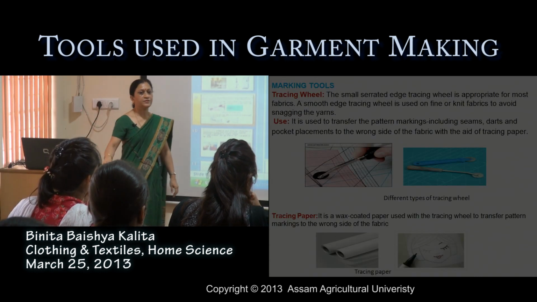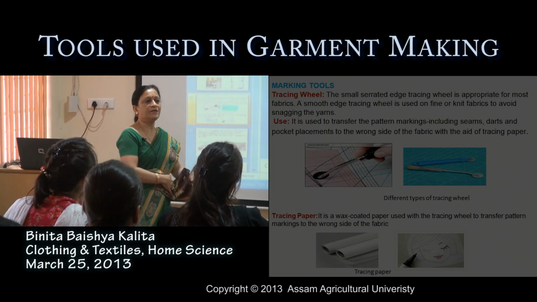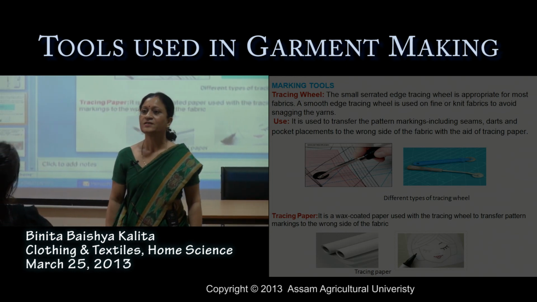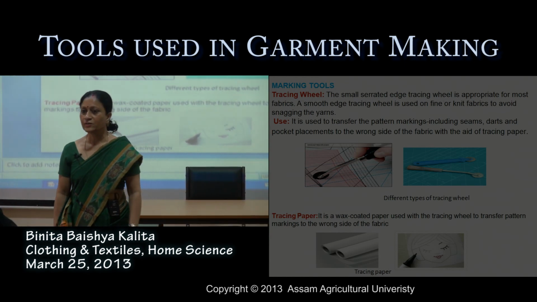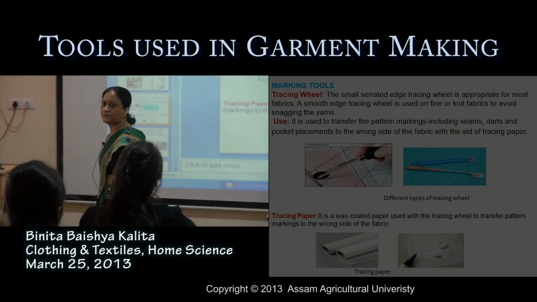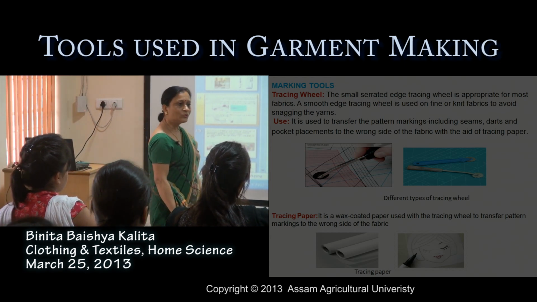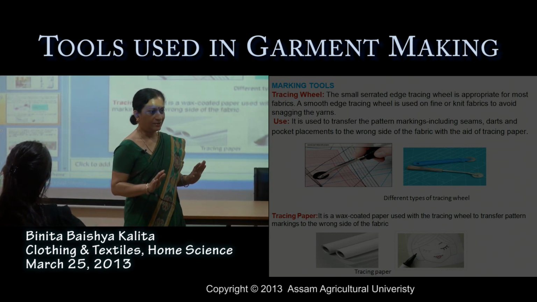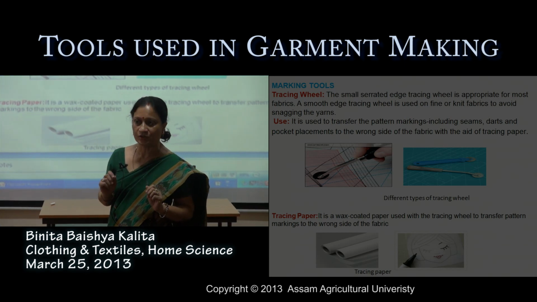Next will be the marking tool. Can you tell me the name of any marking tool? Tracing wheel, then tracing paper, then tailor carbon paper, then tailor chalk. These are the marking tools. This marking tool is very important because if your marking is not correct, not proper, you will not get the correct fitting on your garment.